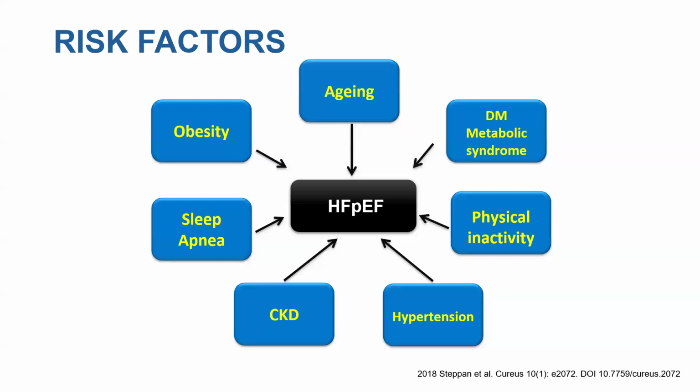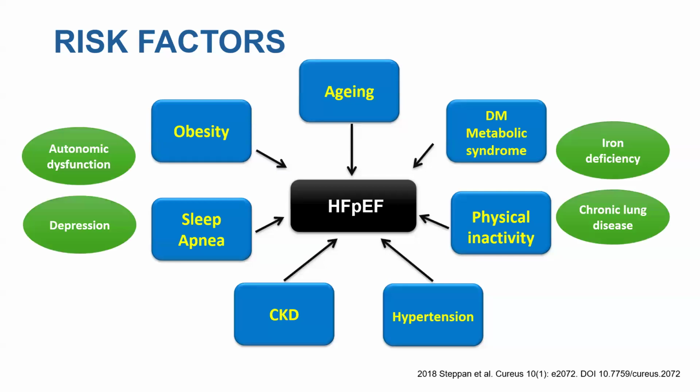Okay, so the risk factors for heart failure with preserved ejection fraction: classically it was initially described in old patients that had hypertension, but now we know that you can get it in young obese patients. You can also get it in patients that are diabetic. Usually it's described as 30 to 40% of patients with heart failure with preserved ejection fraction having diabetes. It's also common in patients with sleep apnea, patients with chronic kidney disease, and patients that are physically inactive. Okay.